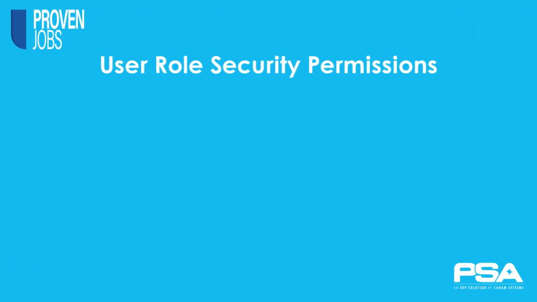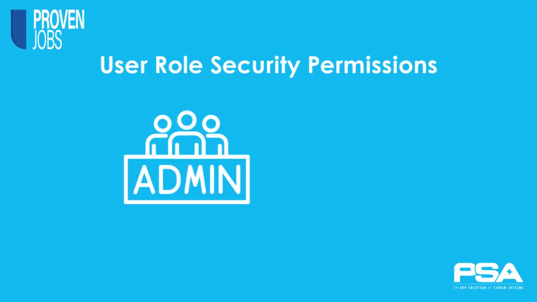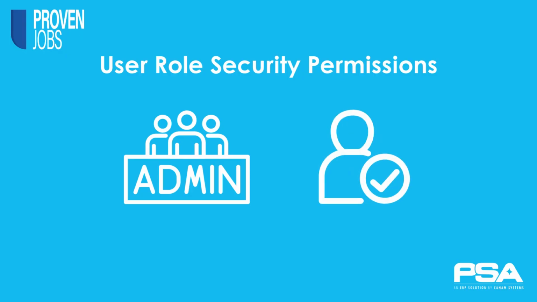Prior to utilizing Proven Jobs time and materials, company administrators must ensure that the appropriate role security permissions are set in place for the users. Please contact our support department for a link to our interactive time and material user guide for a full explanation of these security permissions.